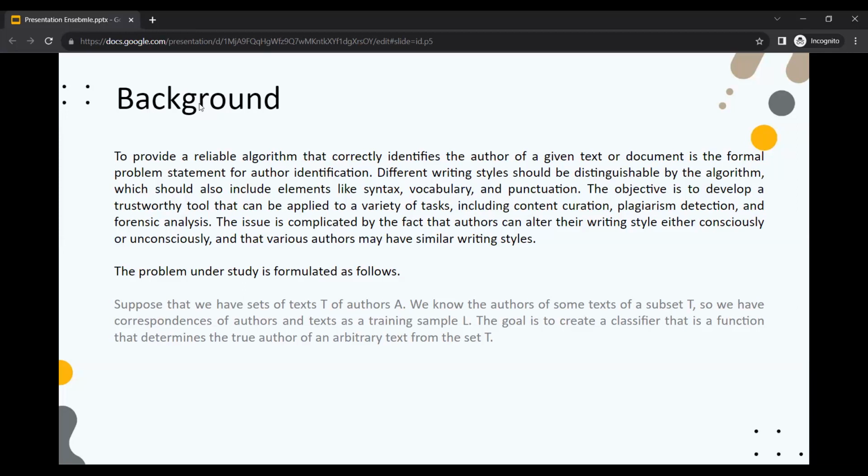So the issue is complicated by the fact that authors can alter their writing styles either consciously or unconsciously. And the problem is formulated as follows. Suppose we have a set of texts T of authors A. We know the authors of some texts of subset T, so we have a corresponding list of authors and texts, the training sample L. And the goal is to create a classifier, that is, a function that determines the true author of an arbitrary text from the set T.